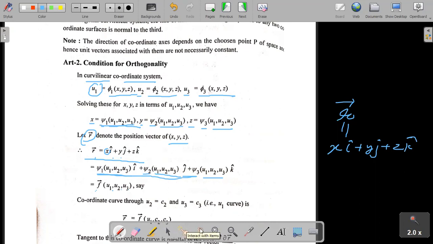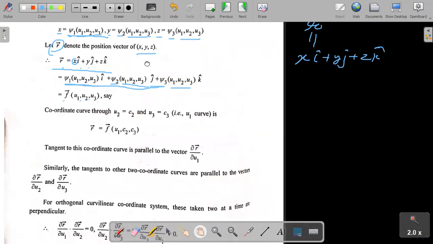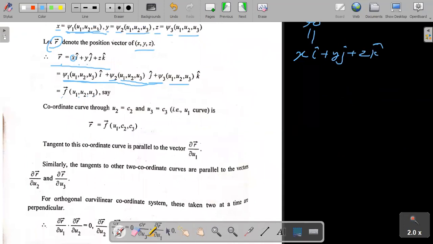Yes, ma'am. Right? So now we are actually moving towards the tangent. Now we know, this was my u1 curve. If I have to take the tangent vector along u1, I take the derivative of that position vector along u1.